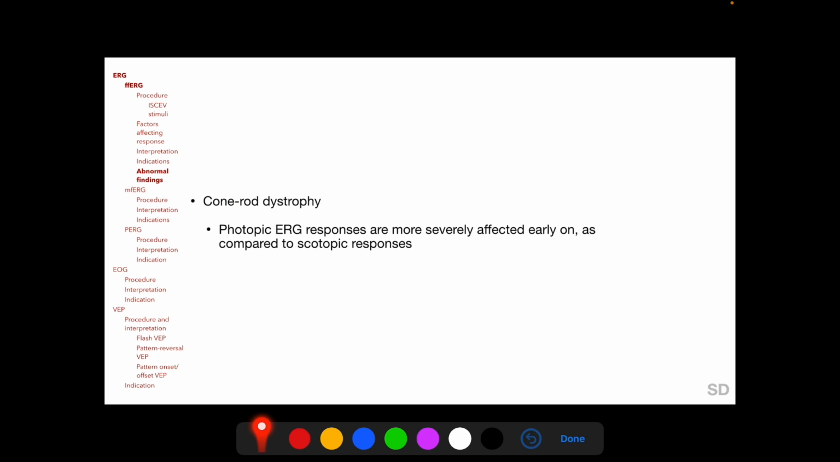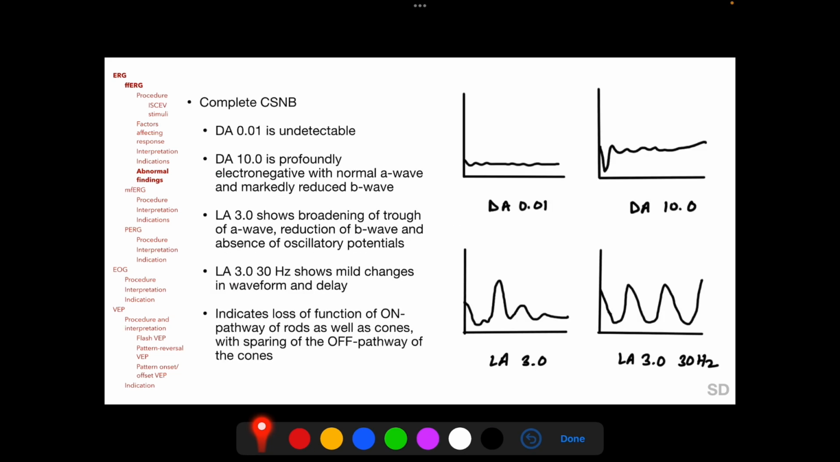And on the other hand, in cone rod dystrophy, photopic ERG responses are more severely affected as compared to scotopic responses. In incomplete congenital stationary night blindness, response to DA 0.01 is undetectable, and response to 10.0 is profoundly electronegative with a normal A wave and markedly reduced B wave. And as we have discussed, an electronegative ERG indicates a dysfunction in the inner retinal layers sparing the photoreceptors.